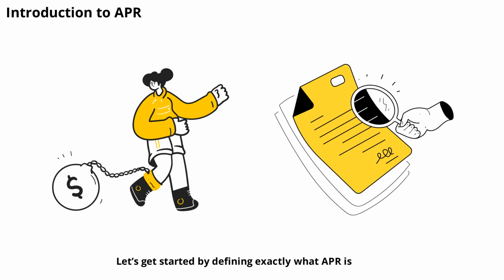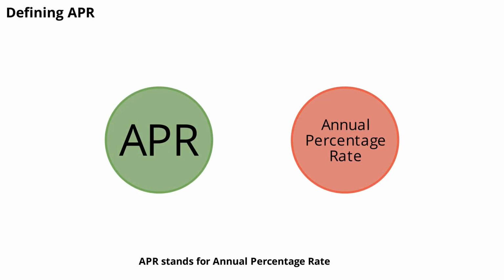Let's get started by defining exactly what APR is. APR stands for annual percentage rate. It's a standardized way to express the yearly cost of borrowing money, including not just the interest rate, but also certain fees and other costs. This makes it easier to compare different loans or credit offers, since APR gives you a more complete picture than just looking at the interest rate alone. Whether you're considering a credit card, a personal loan, or a mortgage, understanding APR is crucial for making informed choices.